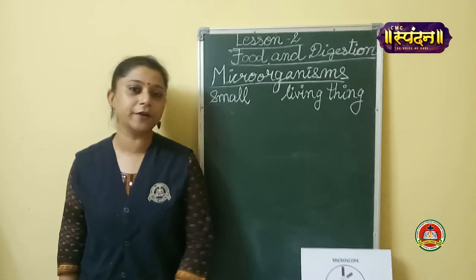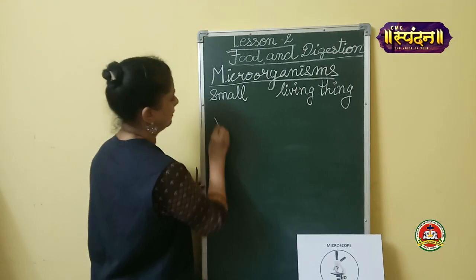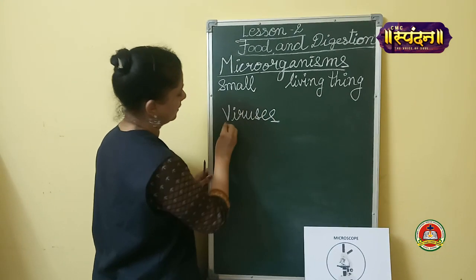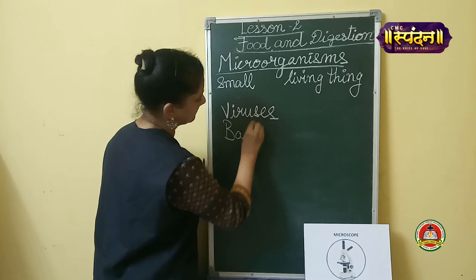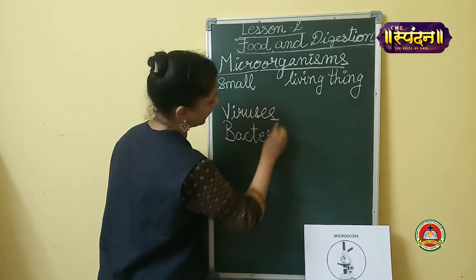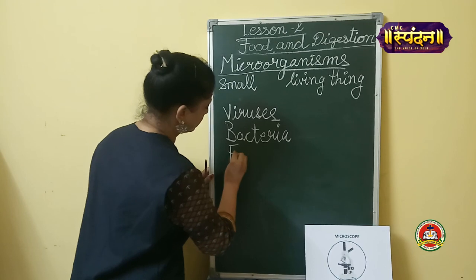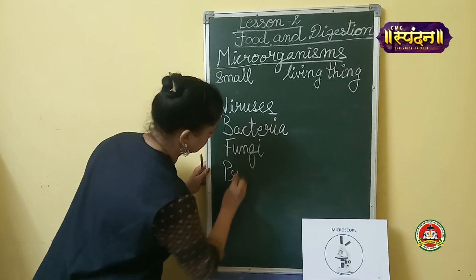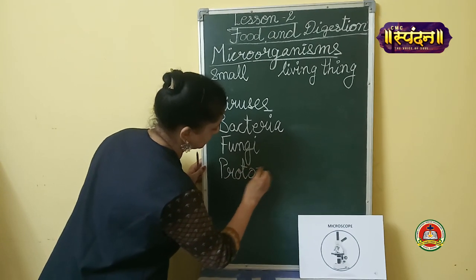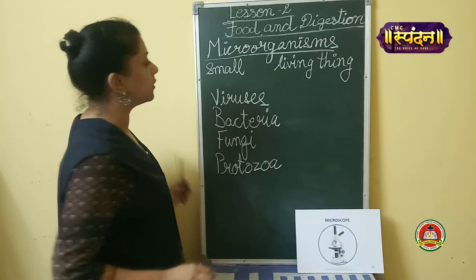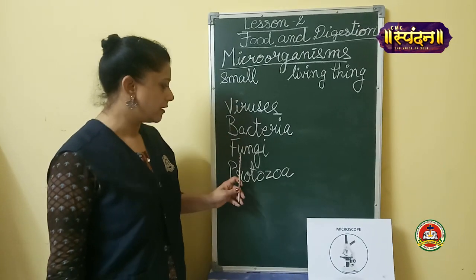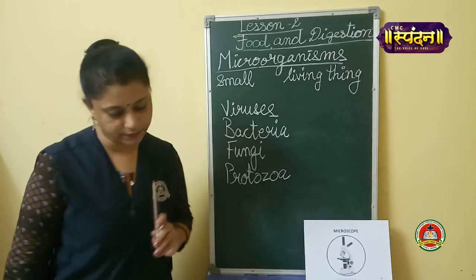Now, microorganisms are broadly of 4 types: viruses, bacteria, fungi, and protozoa. So these are the 4 types of microorganisms: viruses, bacteria, fungi, and protozoa.